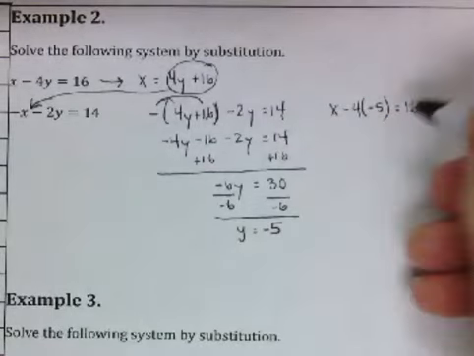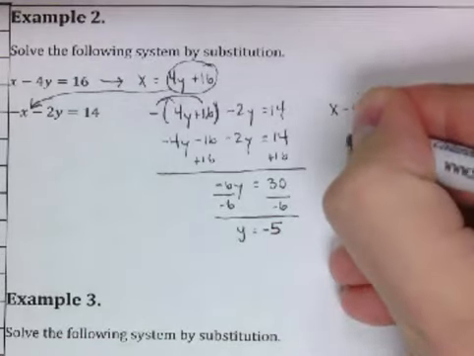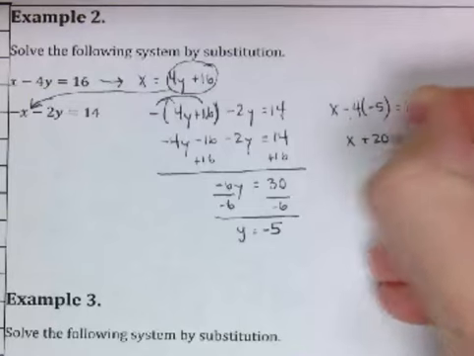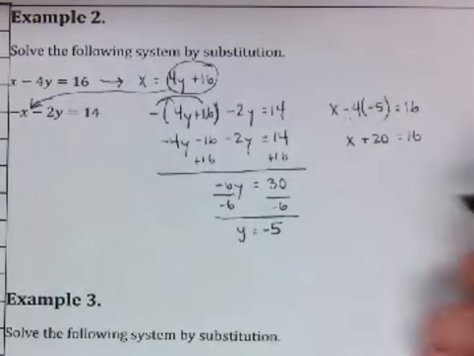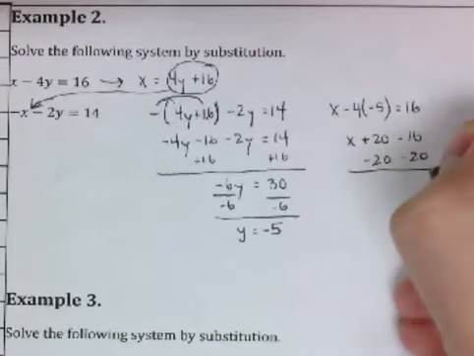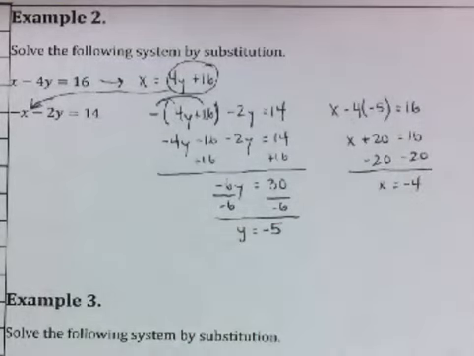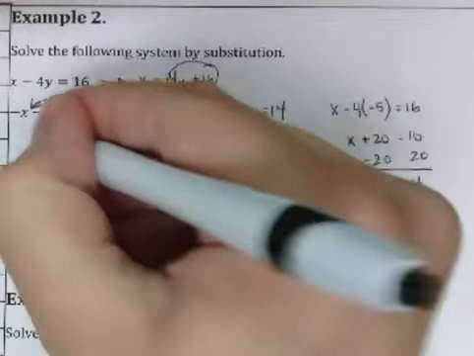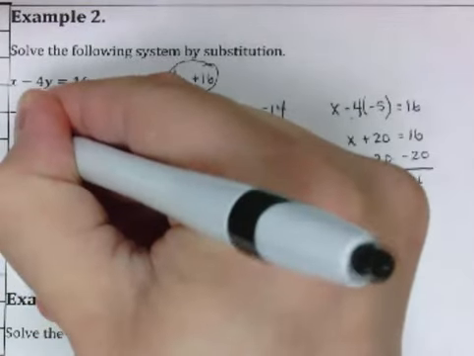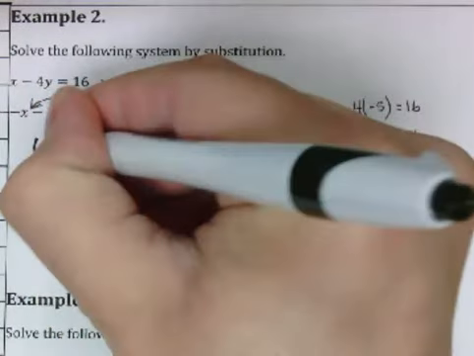Negative 4 times negative 5 is a positive 20, so x plus 20 now is equal to 16. We just need to subtract 20 from both sides. We end up getting x is equal to negative 4. Okay, now we found what x is, we found what y is. We can just substitute that into, or plug that into our coordinate. X is negative 4, y is negative 5. So our answer is negative 4, negative 5.